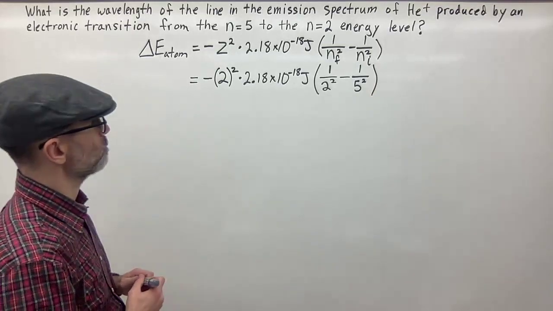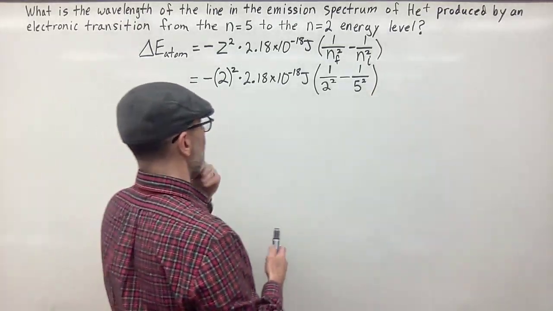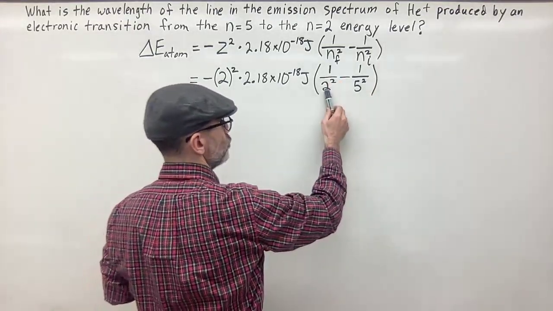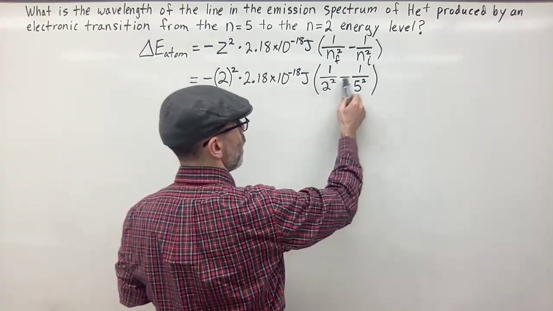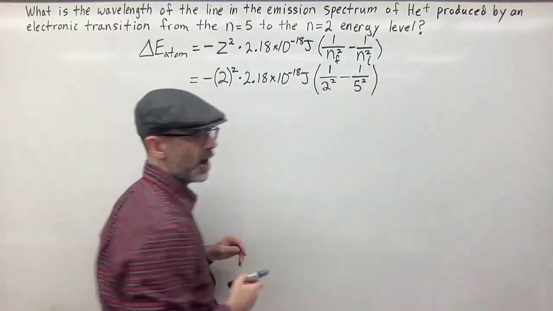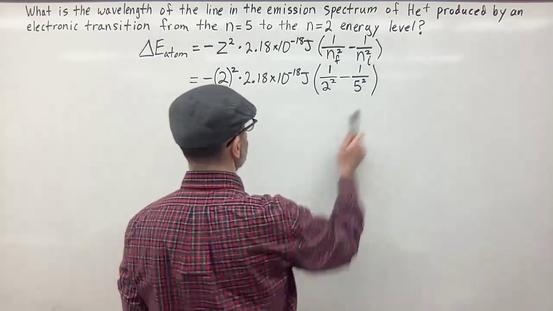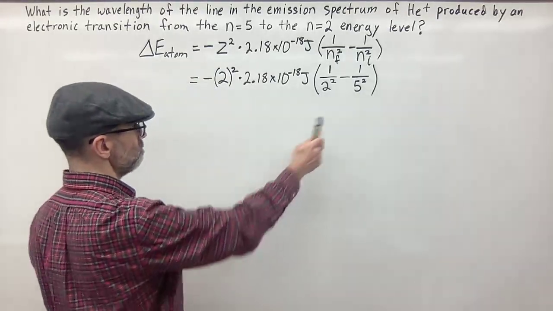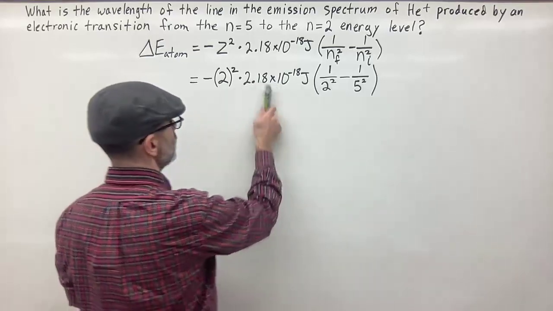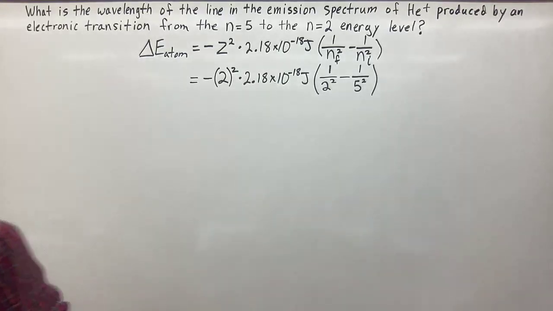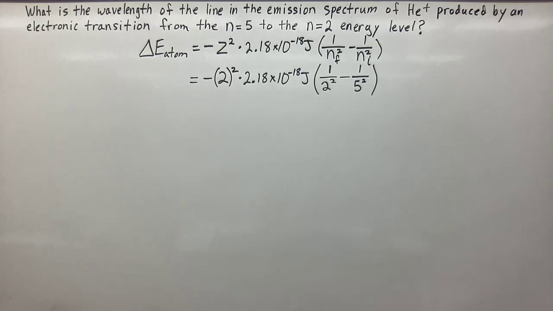Okay. So, of course, 1 over 2 squared is 1 over 4 minus 1 over 25. So if we subtract those from each other, and then we multiply these together, let's do this step by step.